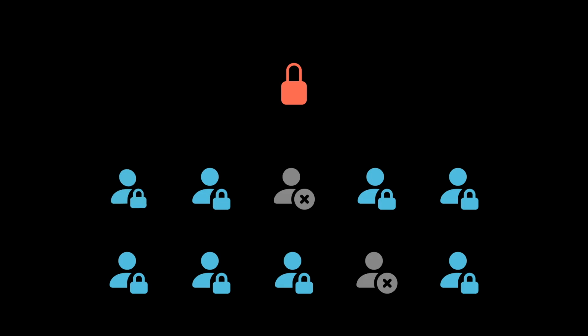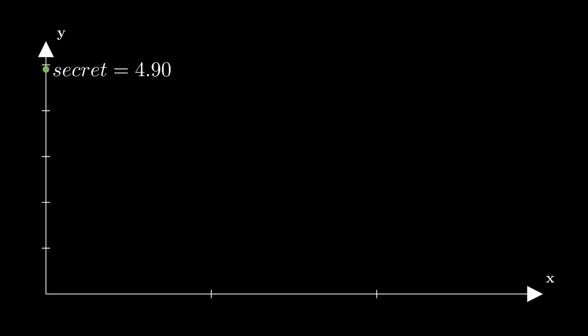A better secret sharing system would allow us to recover the secret with just a fraction of the people in the group. So, if we have 10 friends in our group, a better secret sharing system would be where any 2 friends can come together to recover the original secret. In order to solve this, we'll use a 2D graph. Our secret will be represented by the value of the y-coordinate at x equal to 0.